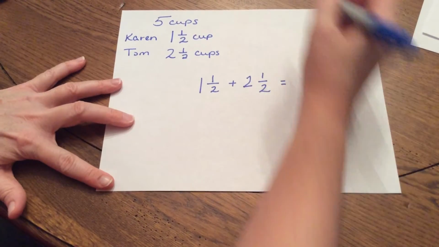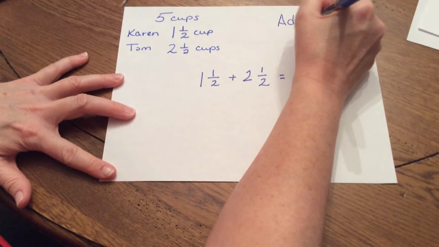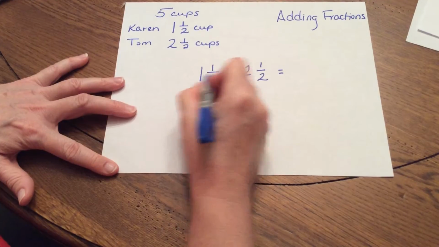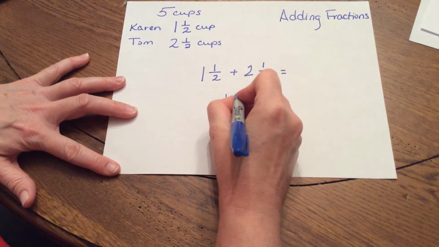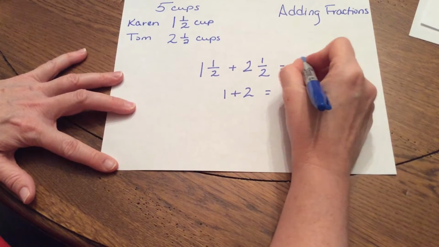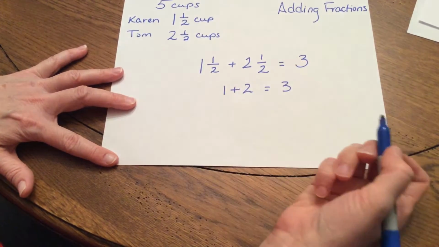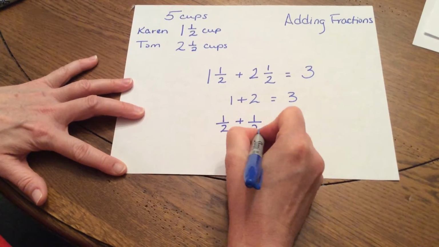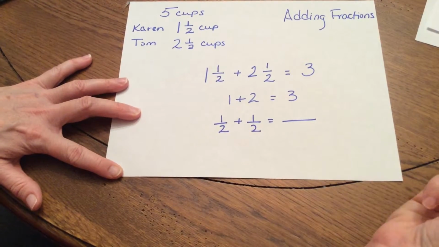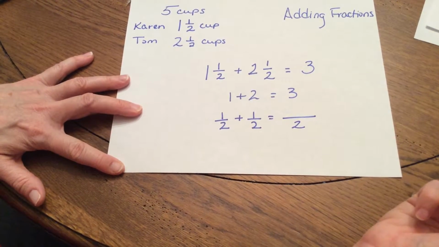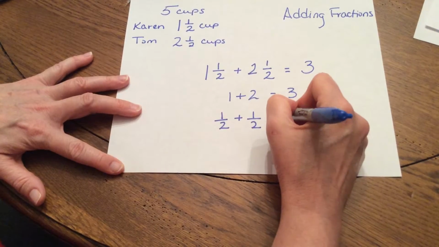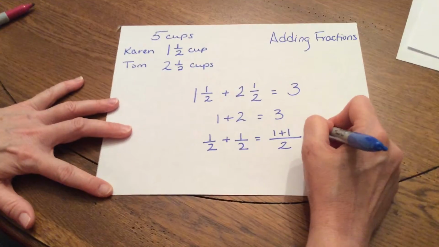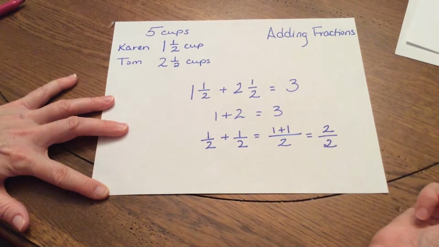Okay, so we're adding fractions. We're going to add the whole numbers. So 1 plus 2 is 3, so we're going to bring that over. Now we're ready to add fractions. So 1/2 plus 1/2. Again, we have a common denominator, so we're going to bring the common denominator over. And then we've got 1 plus 1. We're going to add the numerators. So that is 1 plus 1 is 2 over the denominator of 2.